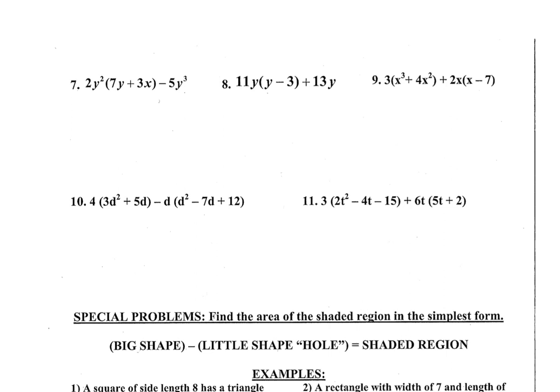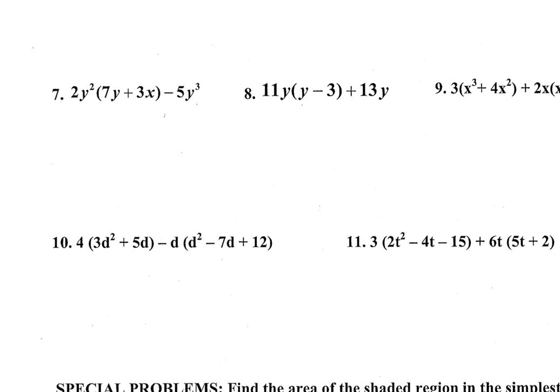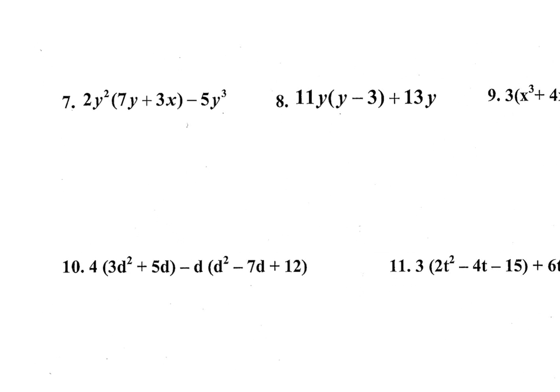All right, I will do 2 with you. I'll do number 7 and number 8. I'll do 7 with the FOIL method, and I'll do 8 with the box method. So number 7. First, I'm going to distribute to both terms. Only distribute into the parentheses.